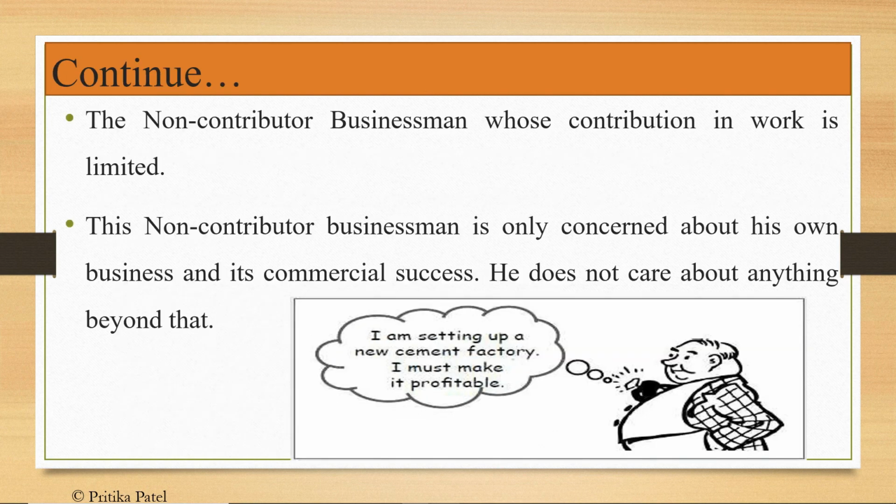The non-contributor businessman, whose contribution in work is limited, is only concerned about his own business and its commercial success. He doesn't care about anything beyond that. The businessman who is a non-contributor thinks, I am setting up a new cement factory, I must make it profitable, right? So this businessman is a non-contributor type of person, his work is limited and he is only thinking about his own profit. So this is contribution in every role.